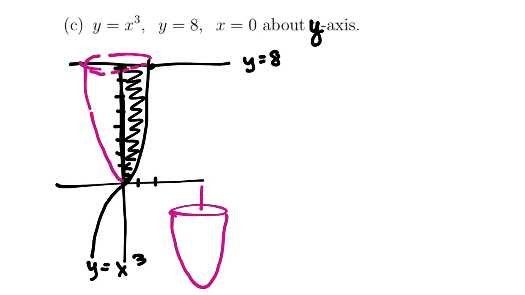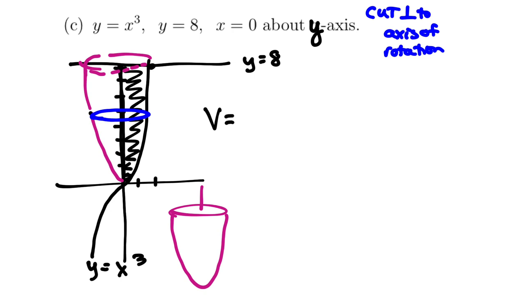I cut perpendicular to the axis of rotation. And by cutting perpendicular, that makes our circles. And you can see that circle being traced out around the axis that I'm rotating. That defines my thickness, because the thickness of that circle has to go along the axis, dy. So I'm going about the y-axis, the thickness is dy, my limits have to be y limits.